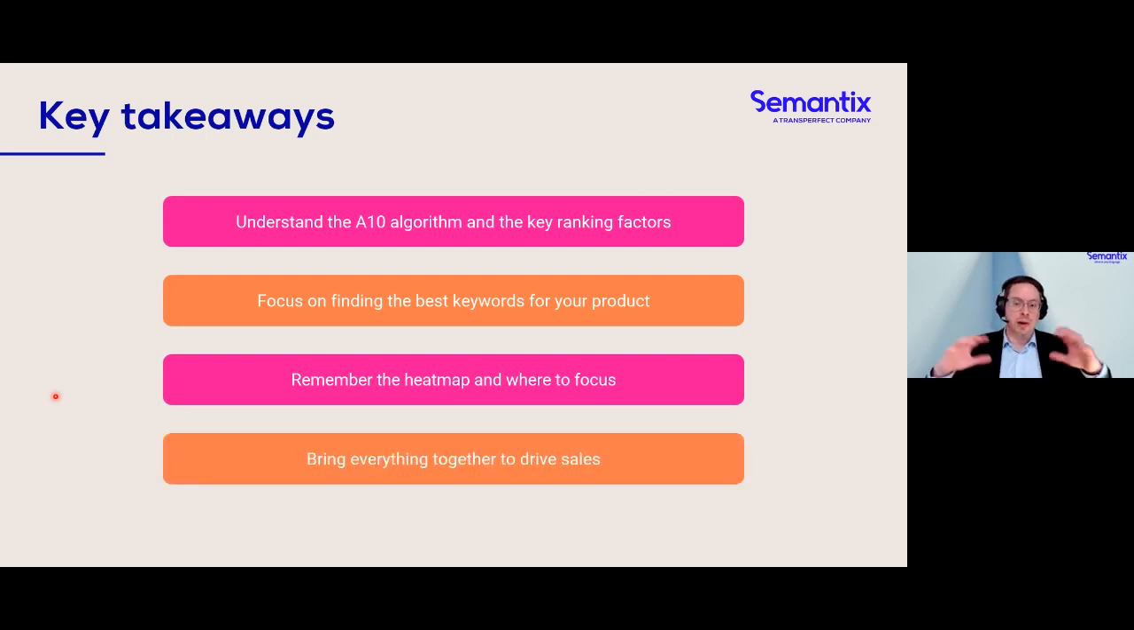And then, of course, you want to bring everything together. So all the ranking factors, your keywords, you want to bring together how you've optimized all of these different elements to drive your sales and improve your business.